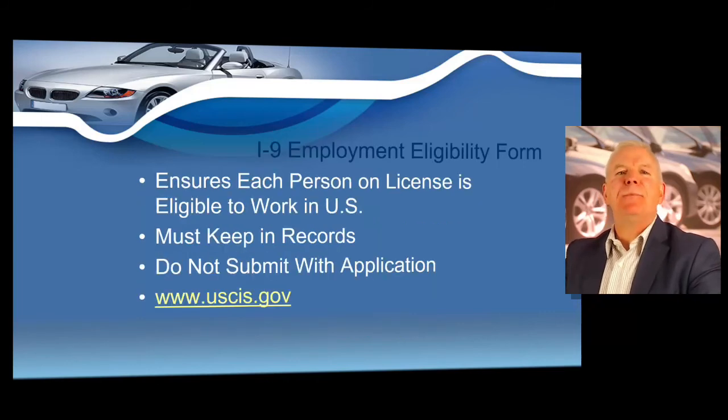I-9 Employment Eligibility Verification. The Employment Eligibility Verification Form I-9 is a U.S. Citizenship Immigration Services form, and it's used by an employer to verify an employee's identity and to establish that the worker is in fact eligible to accept employment in the United States. You can find that form at www.uscis.gov. Federal law requires you complete this form for every person whose name appears on the dealer license and all future employees. You do not need to submit this form with your application, but you must store a copy of the form at your dealership location.